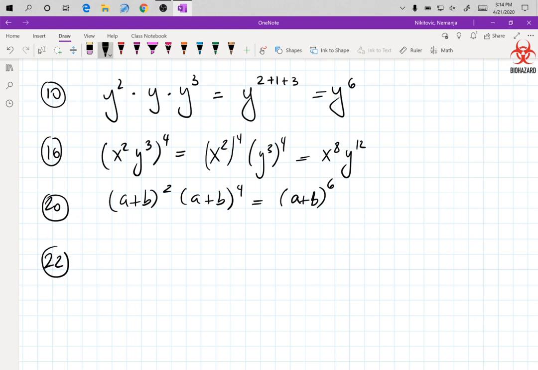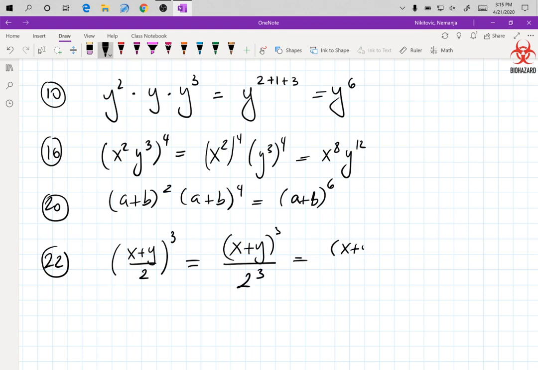Problem 22: x plus y divided by 2, cubed. So again, if you have any questions, you should be putting those in the chat so that I can see. So we have x plus y cubed divided by 2 cubed. This is going to leave x plus y cubed. We don't do anything there, just divided by 8.